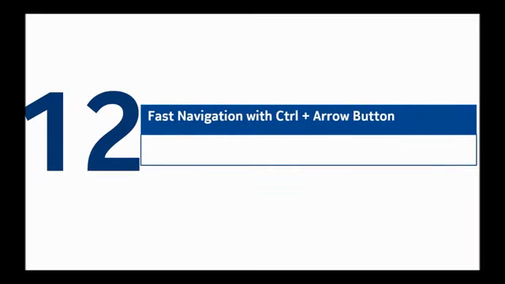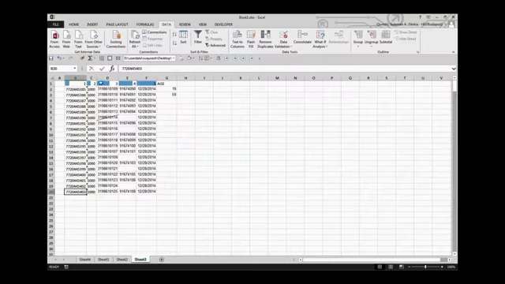Fast navigation with Control plus arrow key. Yes, when you are in your Excel, it's very easy to move with Control and an arrow. You see, I can move with Control and an arrow across the valid sheet. So you can easily go to the other end of the sheet with Control and an arrow. It makes navigation fast.